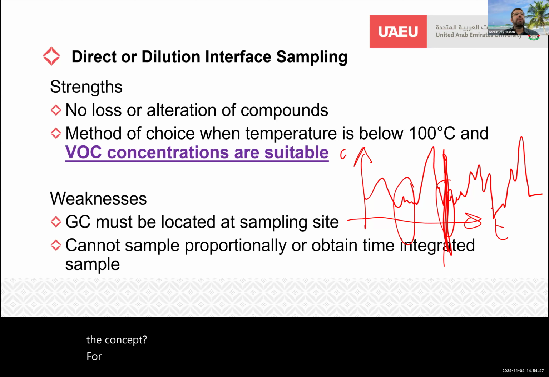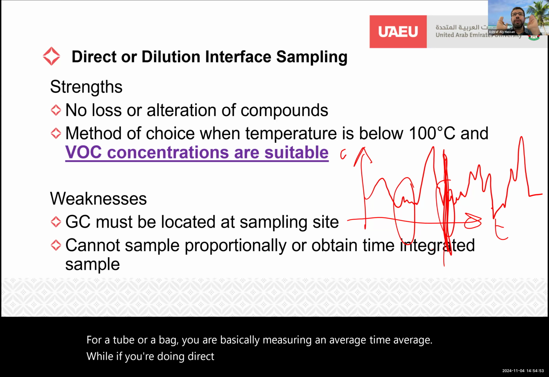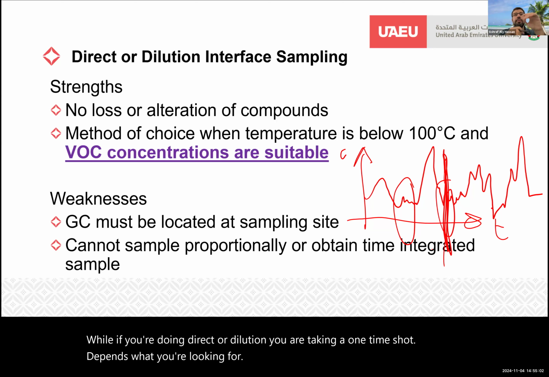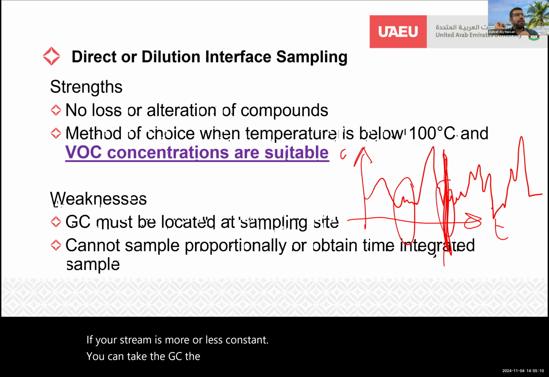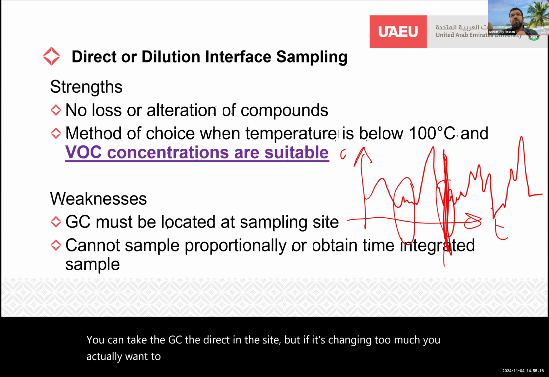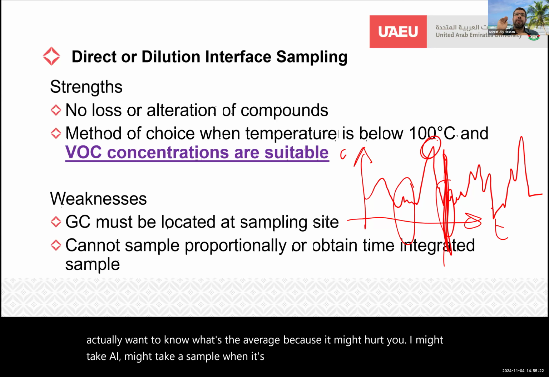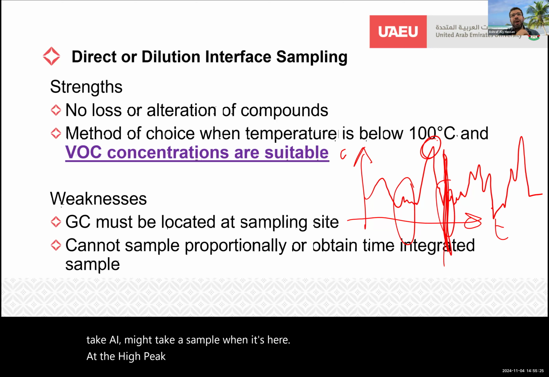For a tube or a bag, you are basically measuring a time average. While if you are doing direct or dilution, you are taking a one time shot. It depends what you're looking for. If your stream is more or less constant, you can take the GC, the direct, on the site. But if it's changing too much, you actually want to know what's the average, because it might hurt you. I might take a sample when it's at the high peak. Then I am not in compliance, right? Questions?